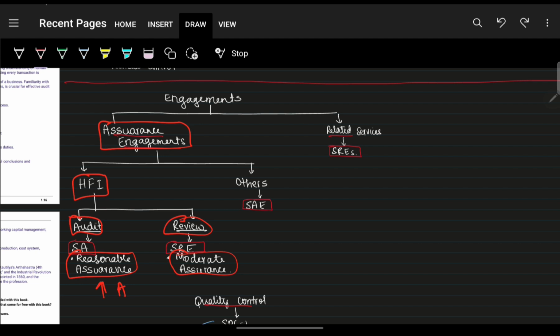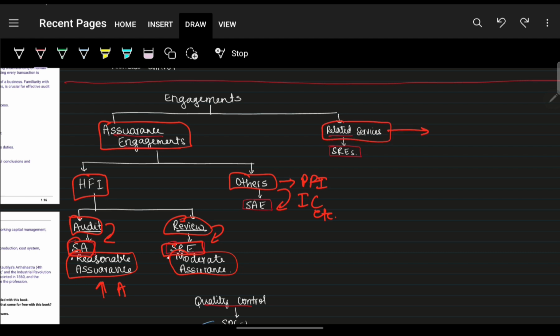What governs audits? Audits are governed by standards on auditing. What covers reviews? Reviews are governed by standards on review engagement. Next, when it comes to other than HFI, other than historical financial information, that can be, for example, prospective financial information, or an assurance engagement as to the internal controls, or any other item. These other assurance engagements are governed by standards on assurance engagements. And then other related services.